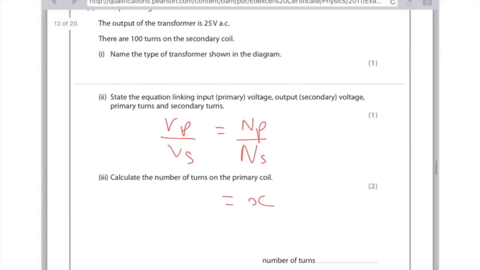And then let's substitute what we know. We know that there are 100 turns on the secondary coil. Oh my gosh, the gardeners are so noisy. And then on the output of the transformer, we've got 25 volts, so that's the voltage on the secondary. And then if you scroll up, you'll see that the input voltage on the primary side is 230, and now you need to solve that for X. So just do 230 divided by 25, times it by 100, and you'll have 920 turns.